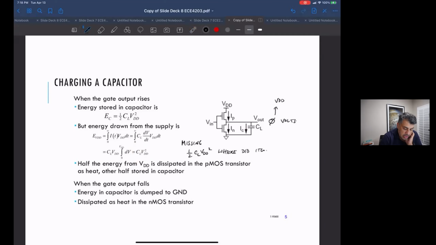So again, we have a certain power we pulled out of the supply, and a certain part of that was used to charge this up. Part of it disappeared, and that part is really the energy that was dissipated in the PMOS transistor. The PMOS transistor has a certain resistance, and when you have current going through a resistance, that turns into thermal power. So basically it's heating up your PMOS transistor.